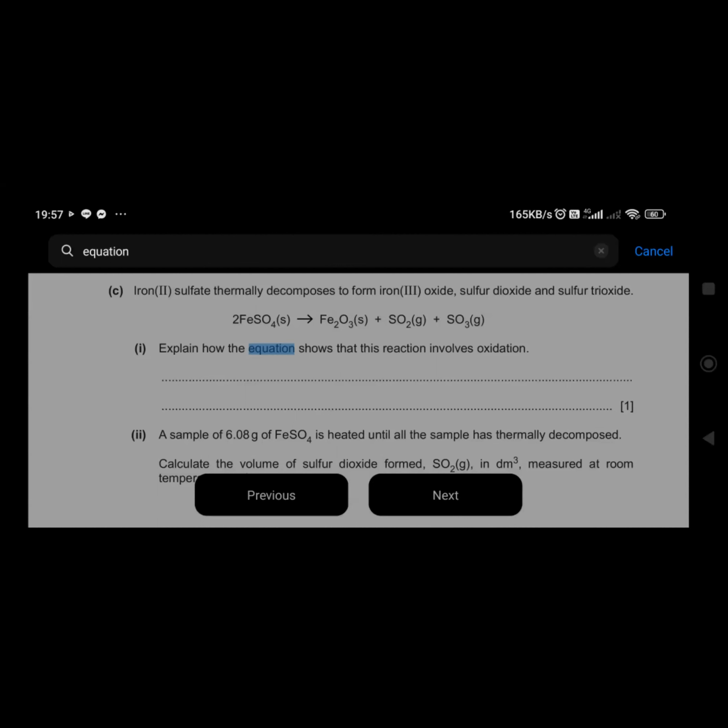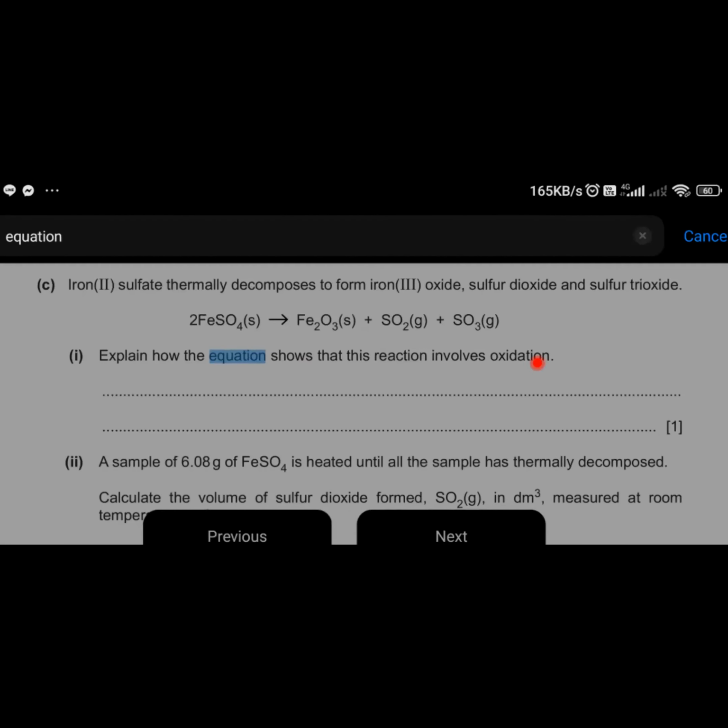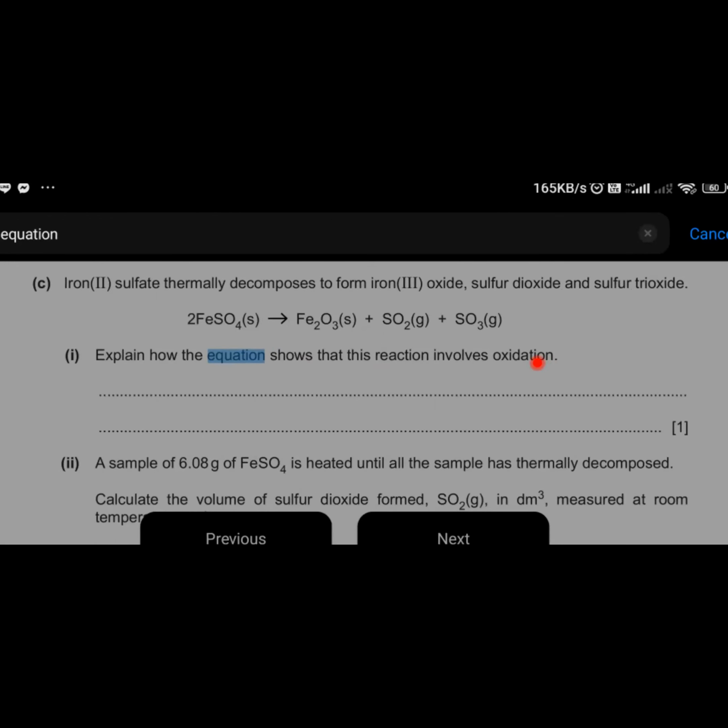Okay, another one. Explain how the equation shows that the reaction involves oxidation. Now for this kind of thing, again, it's an explanation question. You are supposed to write why this reaction involves oxidation. You need to say why this equation shows oxidation. Iron 2 plus iron sulfate is there, and it becomes iron oxide, sulfur dioxide and sulfur trioxide.